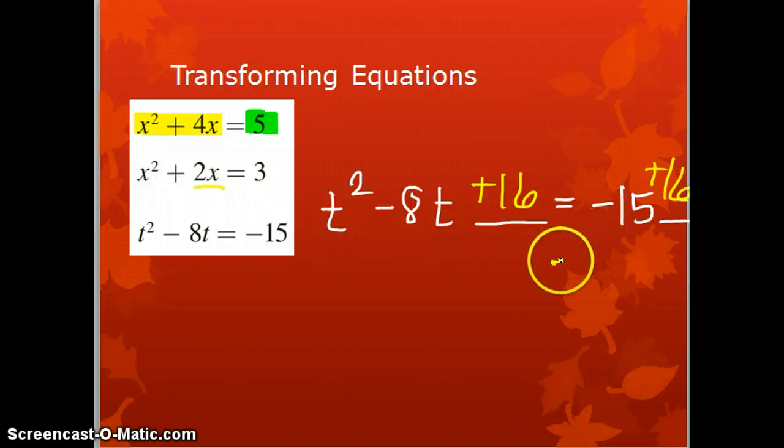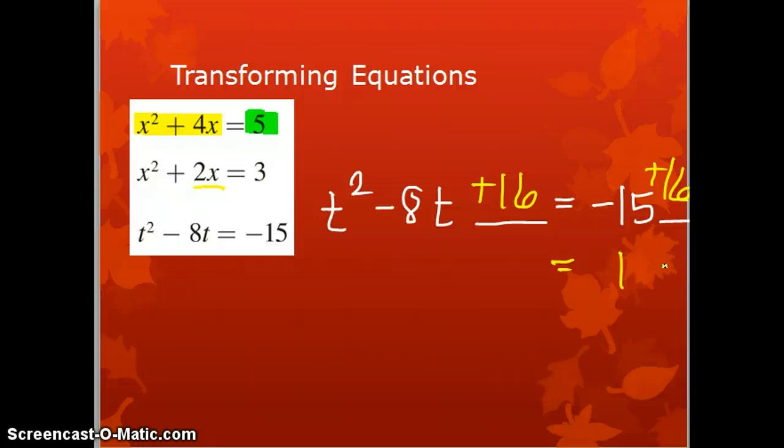Then I just start combining like terms. Negative 15 plus 16 and I get a 1. 1 is a perfect square. If you don't get a perfect square on the right-hand side, this isn't going to work. It's not going to work as well as anything that we've seen. You're going to start dealing with decimals and fractions, and at this point, we haven't learned how to deal with that.